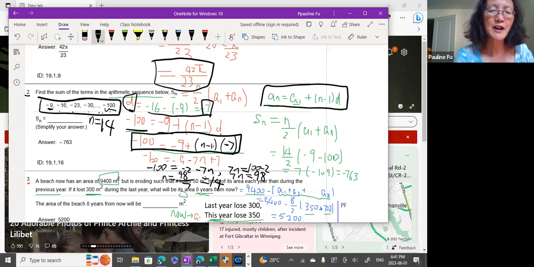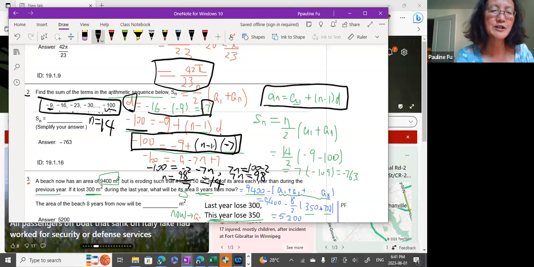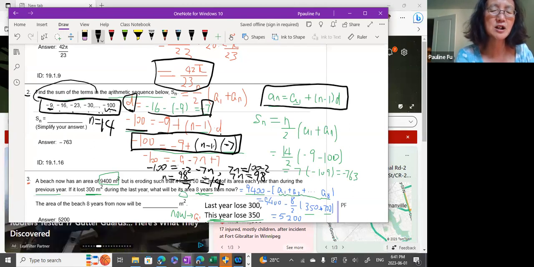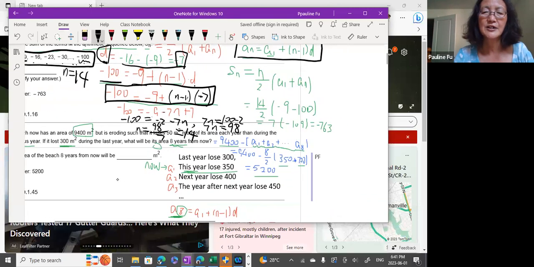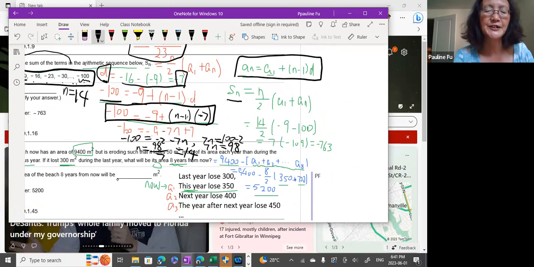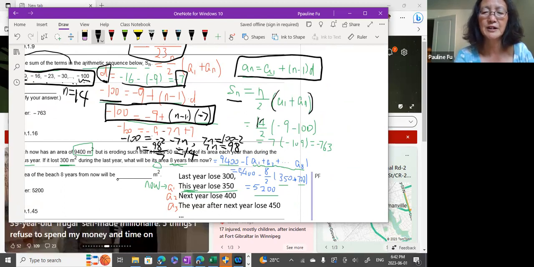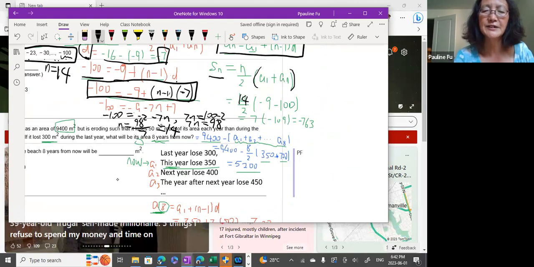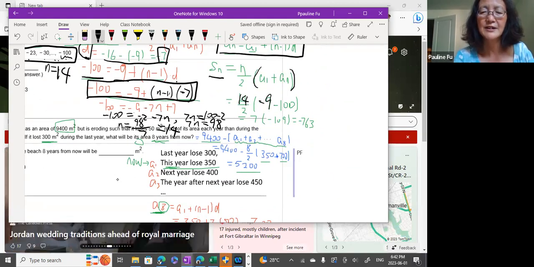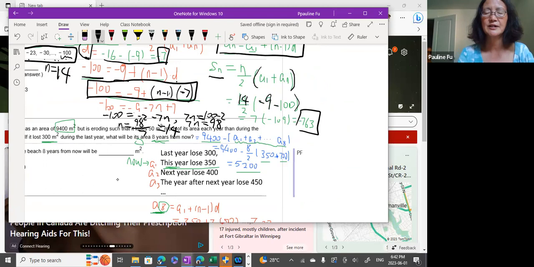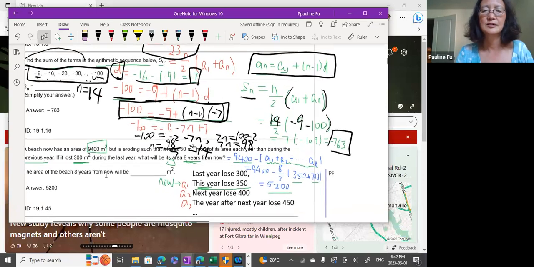Okay, once you found n equal to 14, what is the original question? The original question asks you to find the sum of the terms. Then you use the formula Sn equal to n over 2 times the bracket a1 plus an. n equal to 14, you plug in 14. a1 is -9. an is -100. You just work out this number. This is the final result, -763. Okay.